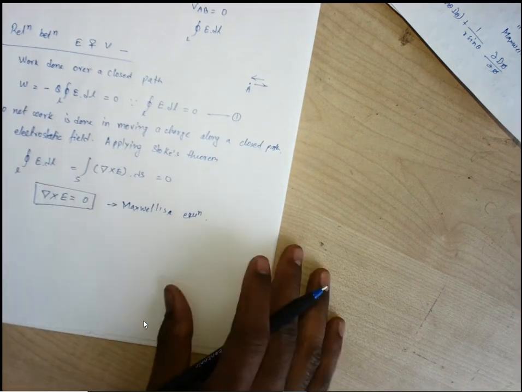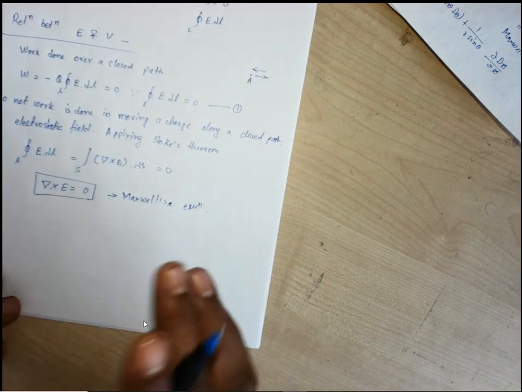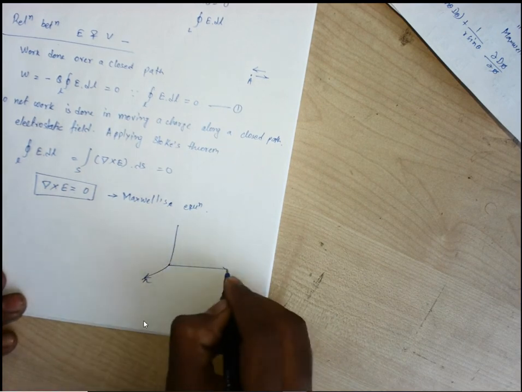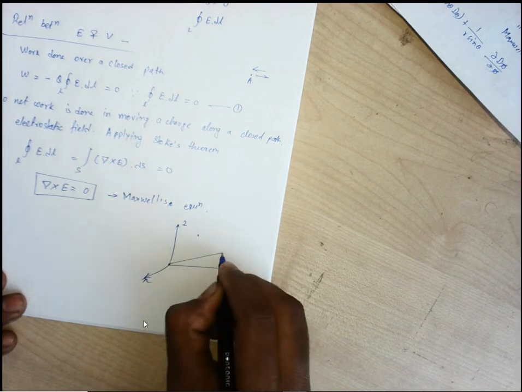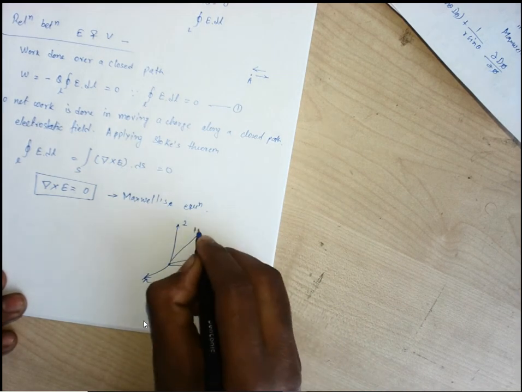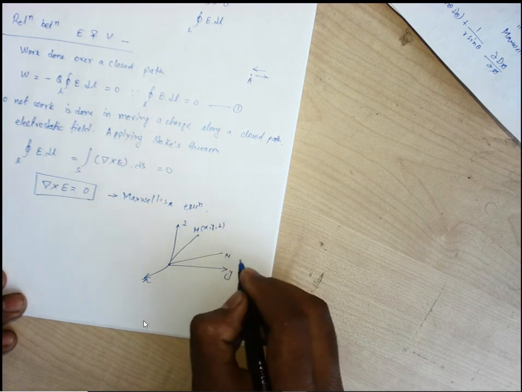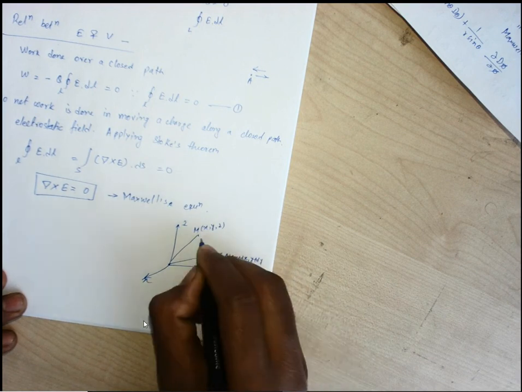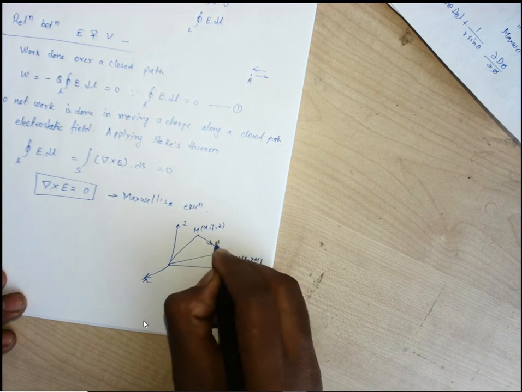From this we can take out the relation. Just 10 minutes and I will complete. So let us take x, y and z axes. On this, let us consider two points M and N. M has the coordinates x, y, z, and N has the coordinates x plus dx, y plus dy, z plus dz. This is dl, the difference between them.